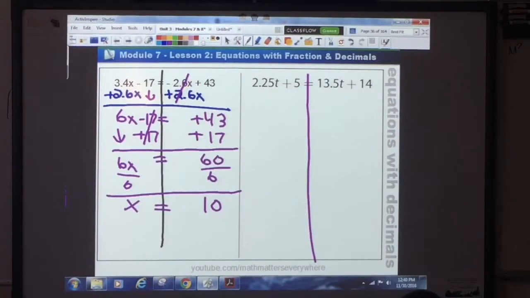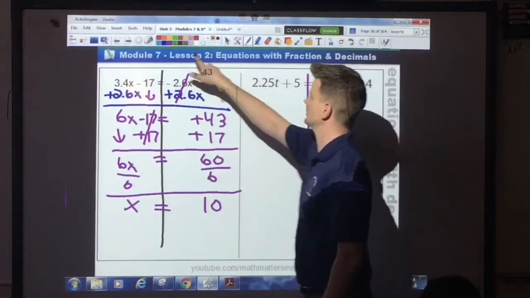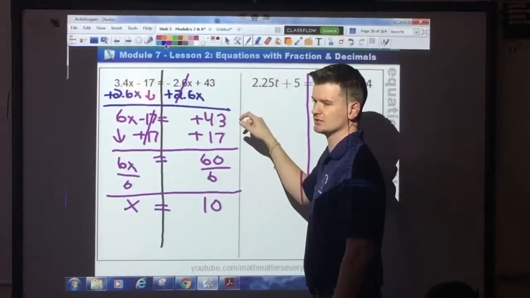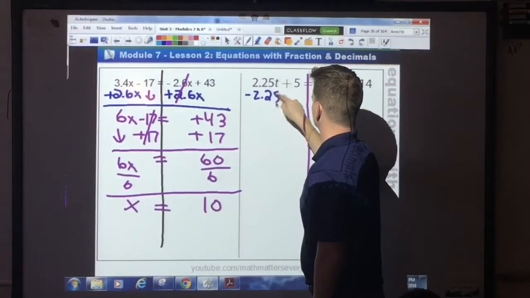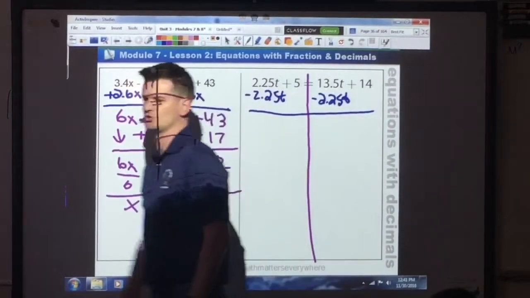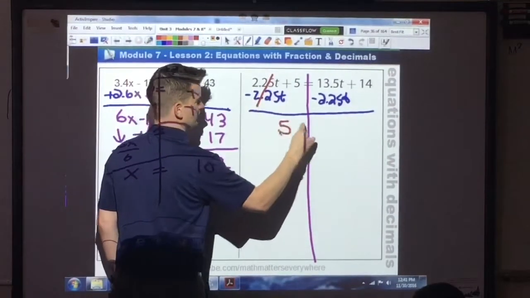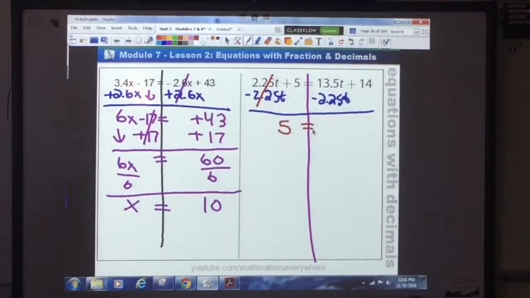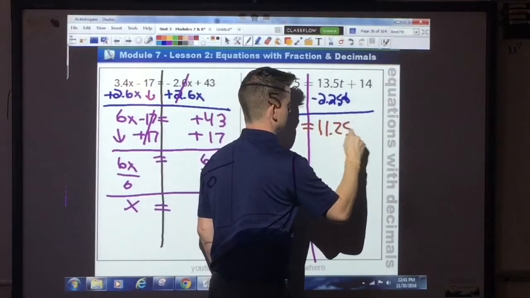Once again, we look at the coefficients. So, Amber, which coefficient is smaller? 2.25. When you do this, be careful. Use your calculators to make sure that you're adding or subtracting these correctly. So the inverse of positive 2.25 is negative 2.25. We're going to subtract this from both sides. And you have to be careful when you do that to make sure that you get the right difference. Those cancel. I bring down the 5. 13.5 minus 2.25 gives me 11.25. Don't forget the t.